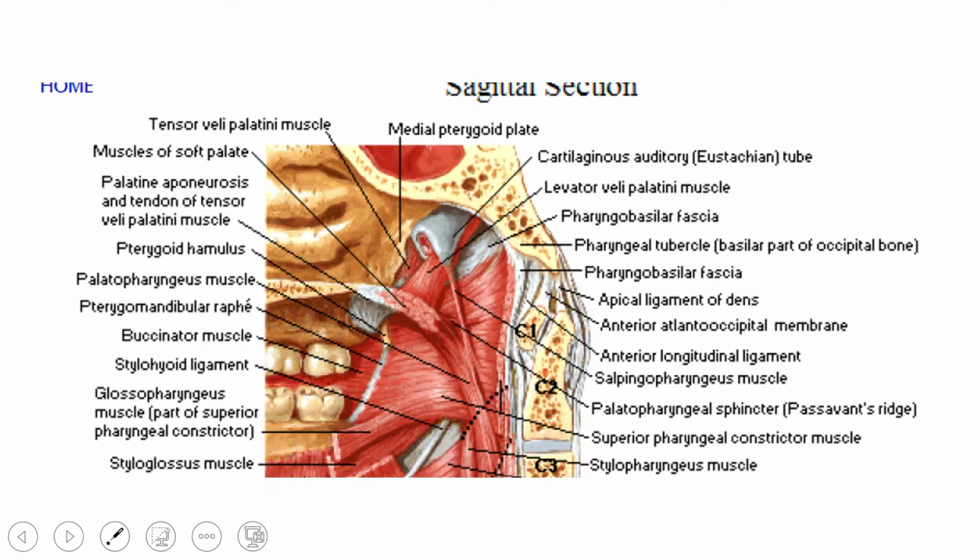This is the sagittal section of the soft palate where we can make out the structure of the soft palate here, and the insertion of the muscles of the soft palate. We can also see here the palatopharyngeal sphincter. As I have told, a few fibers of the palatopharyngeus muscle are directed backward to reach the posterior wall of the pharynx and wind around Passavant's ridge to make up the palatopharyngeal sphincter. So this is where we can make it out.